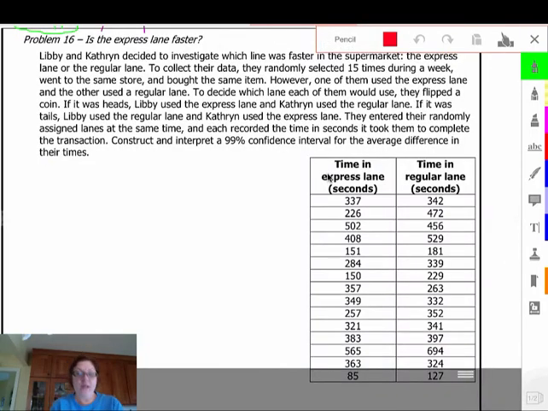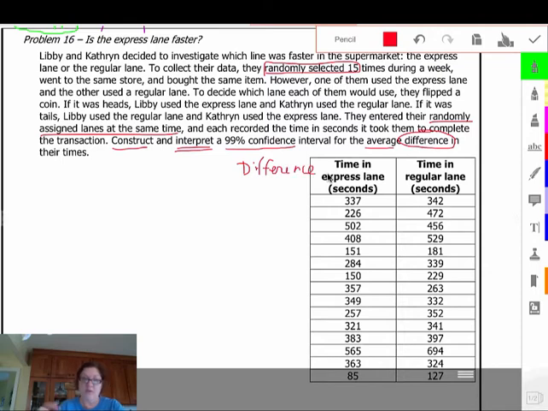All right, so reading this next prompt, some things that I noticed is they did randomly select, and at the same time they randomly assigned, which would be important. I'm constructing and interpreting a 99% confidence interval for the average difference. So before I can get the average difference, I'm going to need to know the differences, and I have to make a decision about how I'm going to do the subtraction.